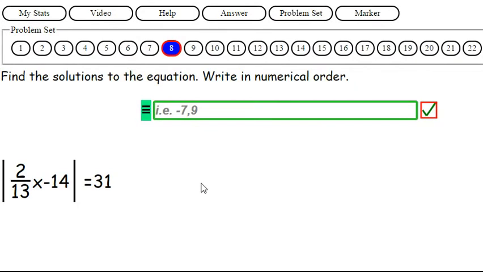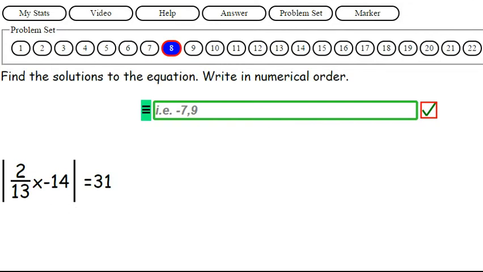Okay, so find the solutions. This should look familiar if you've been working through the problem sets. We've got the absolute value of 2 over 13 x minus 14 is equal to 31. Alright, so this should be trivial, and sections 8, 9, and 10 are just kind of quizzing you on some previous sections. We're just going to be dealing basically with fractions from here on out. Well, maybe not in 9 and 10, but anyway, in this section here, 8.